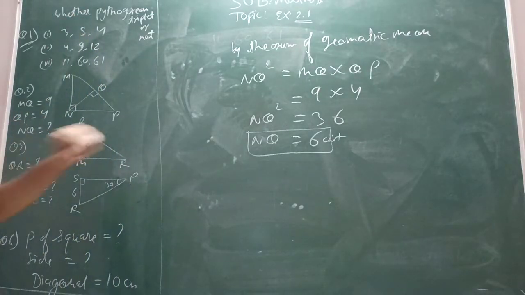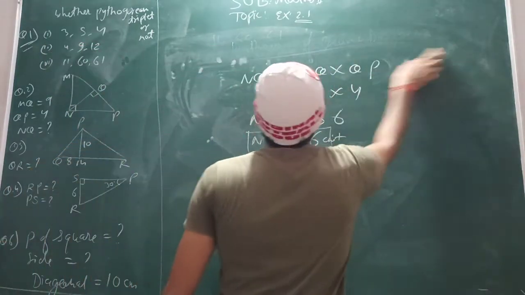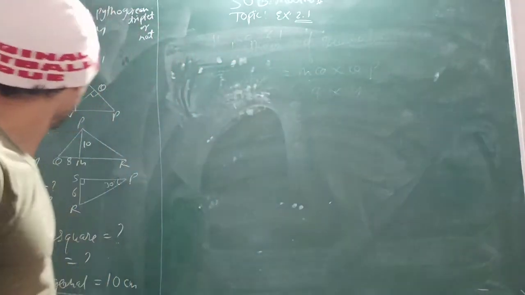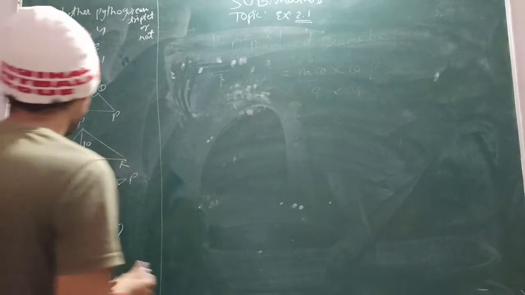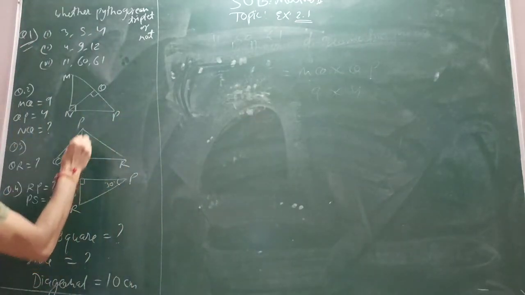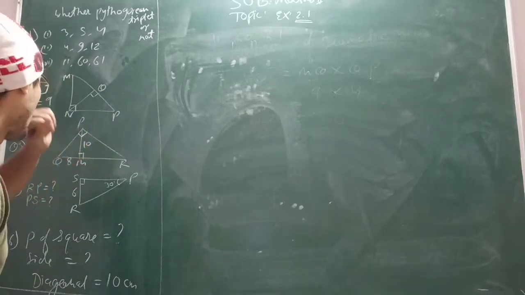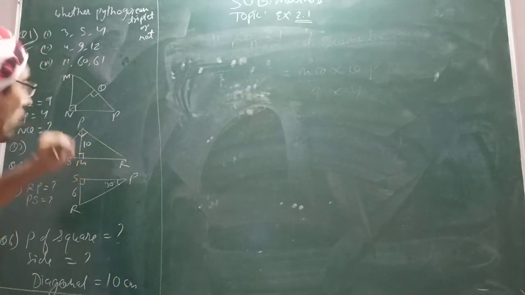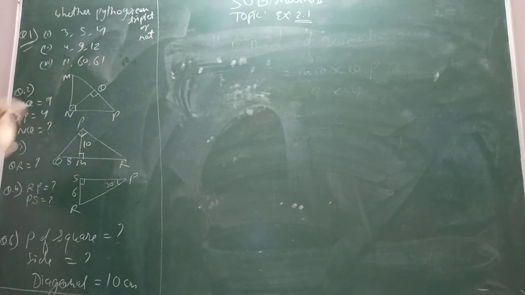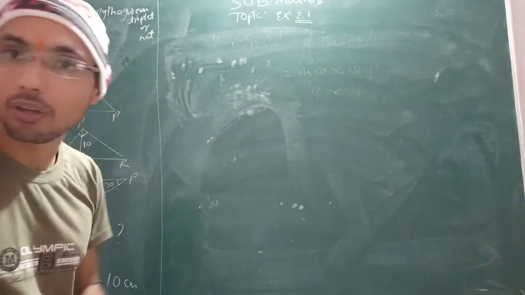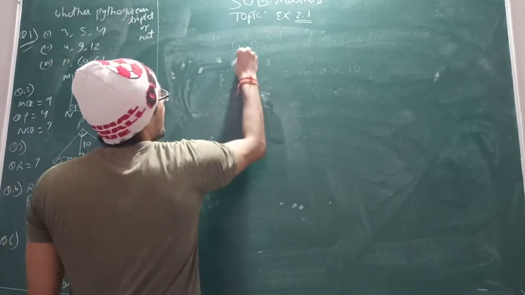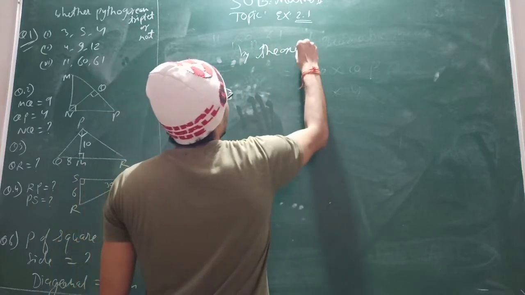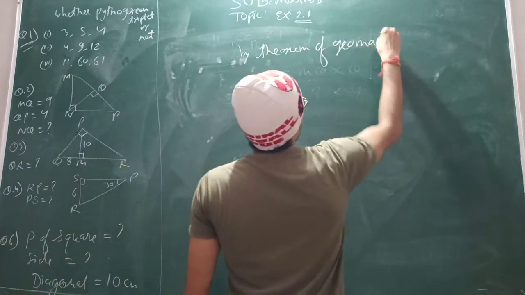Next one, the third one. This was very simple. Okay, there is a 90 degree. I forgot to write the 90 degree sign. So here you can also observe there is 90 degree. You can read the question also. They mention the word perpendicular. So again we have to apply the same reason, by theorem of geometric mean.